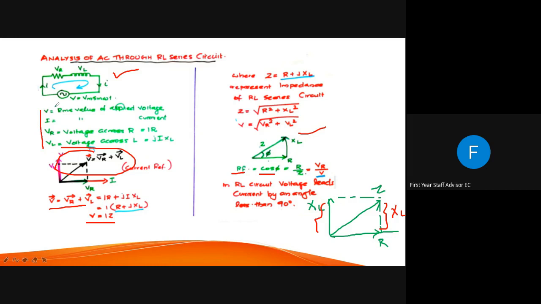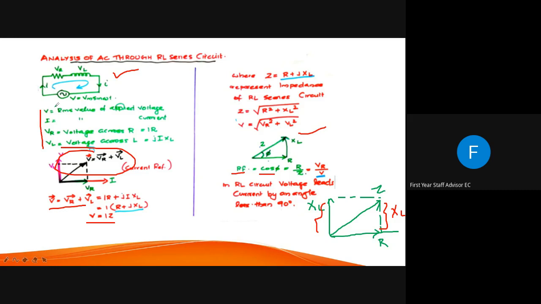Write V is equal to the RMS value of applied voltage, I is equal to the RMS value of current, then VR is equal to the voltage across the resistor and VL is equal to the voltage across the inductor. Then you have to draw the phasor diagram. How to draw the phasor diagram? For both cases, the steps are the same.